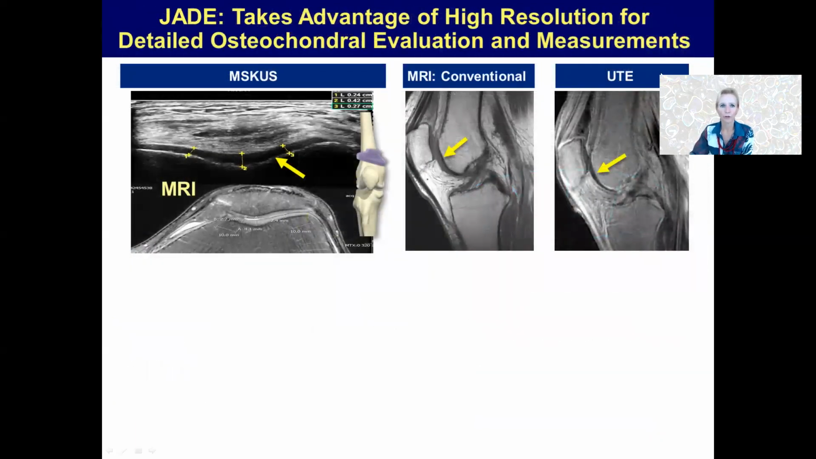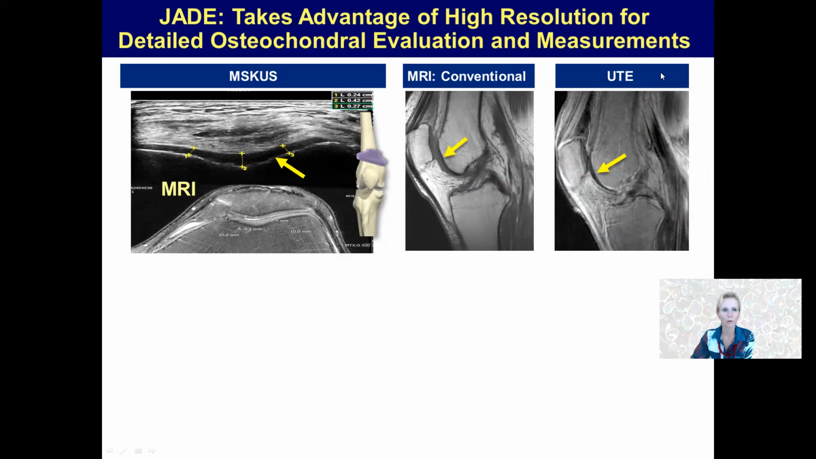So to further take advantage of the high resolution for detailed osteochondral evaluation and measurements, that is depicted here. Here you have a musculoskeletal ultrasound of the so-called sunrise view of the femoral patellar joint space, and below is the MRI. Now you can see here the osteochondral line is somewhat interrupted. It should be just like here to the left of the image, very shiny.